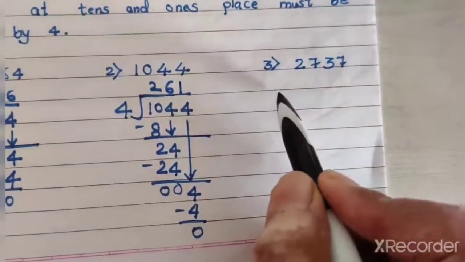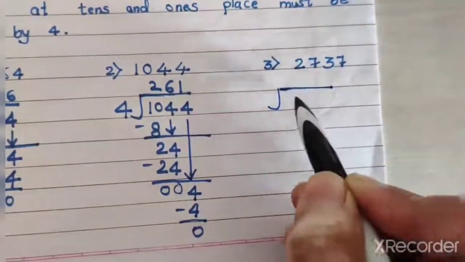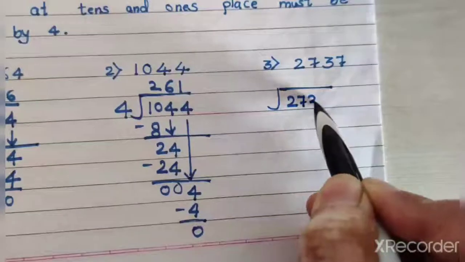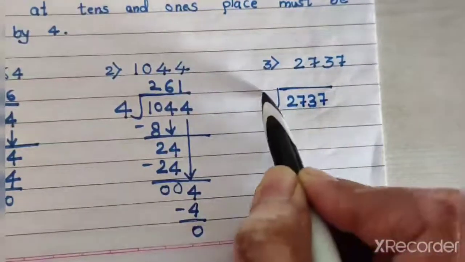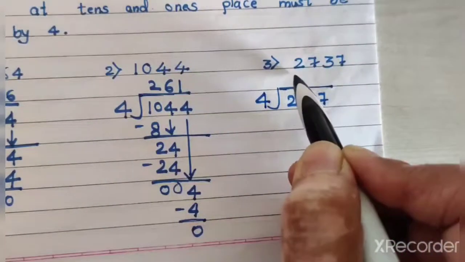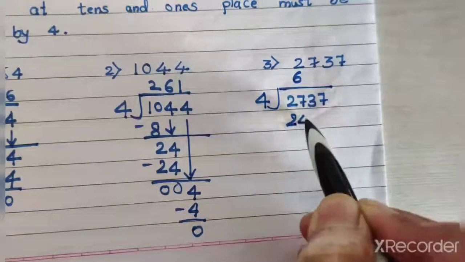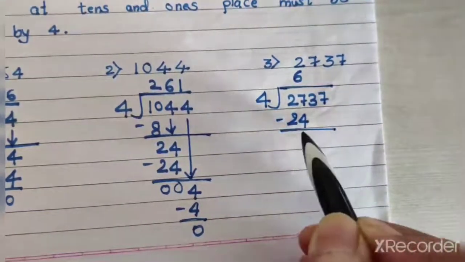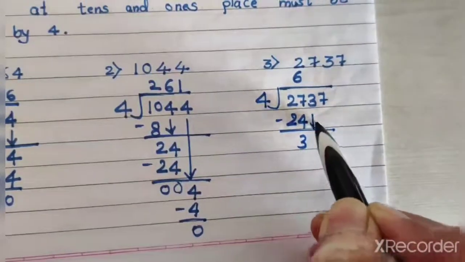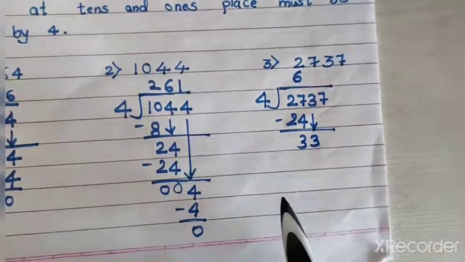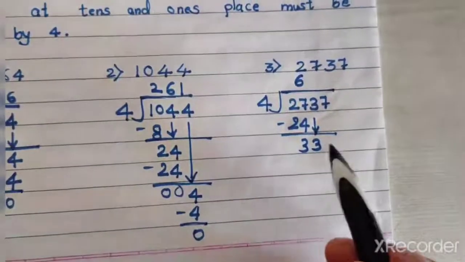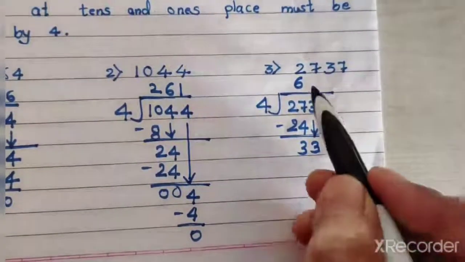Okay, so let us check it. This number is not divisible by 4 and something will be left in the remainder. 4 6s are 24, 3 left, 33 will be the number then, right? 4 7s are 28, 4 8s are 32.